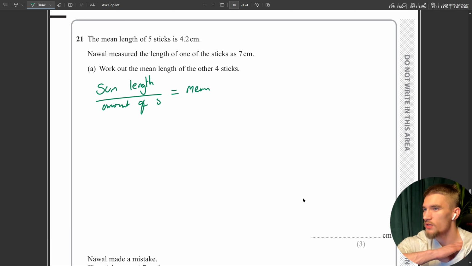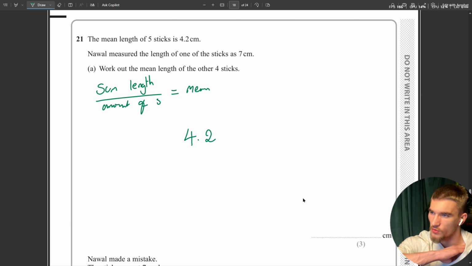So now we know that what do we know? So we know that this is 4.2, and we know that the sum of length is going to be 4 sticks plus 7 centimeters, right? Because that's what one of the sticks is. And then we know that that was 5.